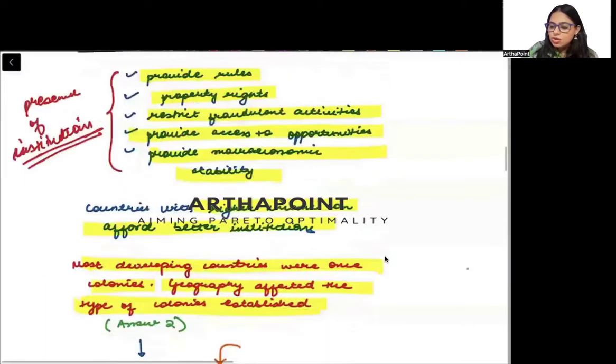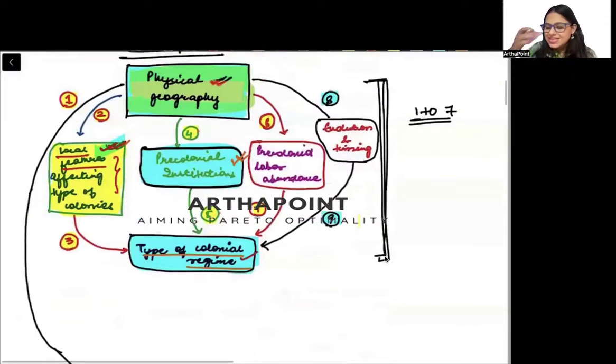Okay. Now let's talk about the next 2 arrows, arrow number 6 and arrow number 7. So arrow 6 says, if I just go back, sometimes I have issues reading my own handwriting. So arrow number 6 says pre-colonial labor abundance, and this is affecting the type of colonies established. So pre-colonial labor abundance माने क्या? It means what kind of labor you have.